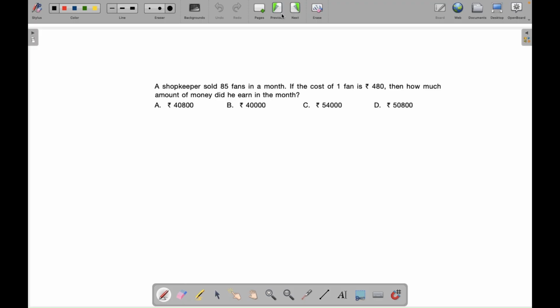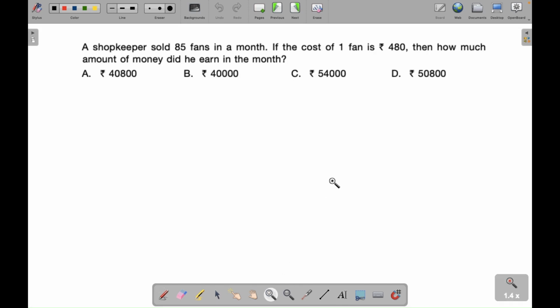Now let us see some previous year questions on multiplication. A shopkeeper sold 85 fans in a month. If the cost of one fan is 480, then how much amount of money did he earn in that month? Now the cost of one fan is 480 and he sold 85 fans in that month.